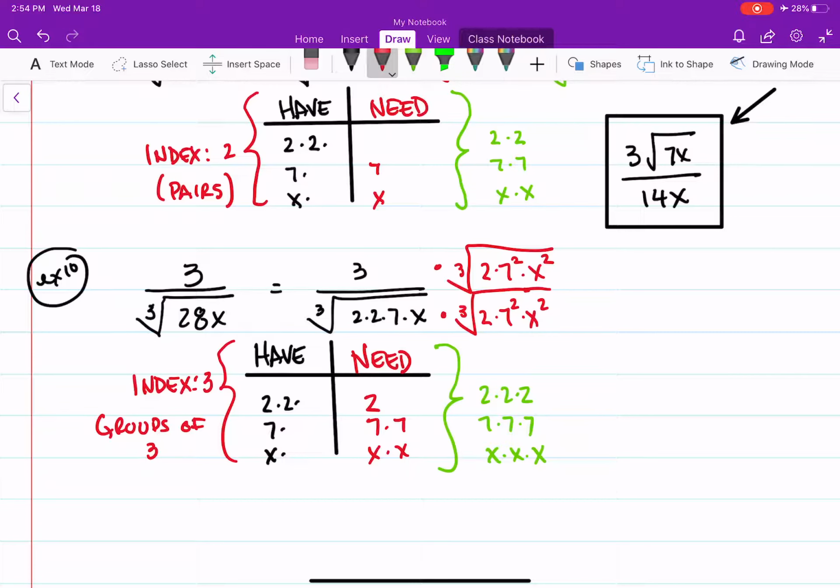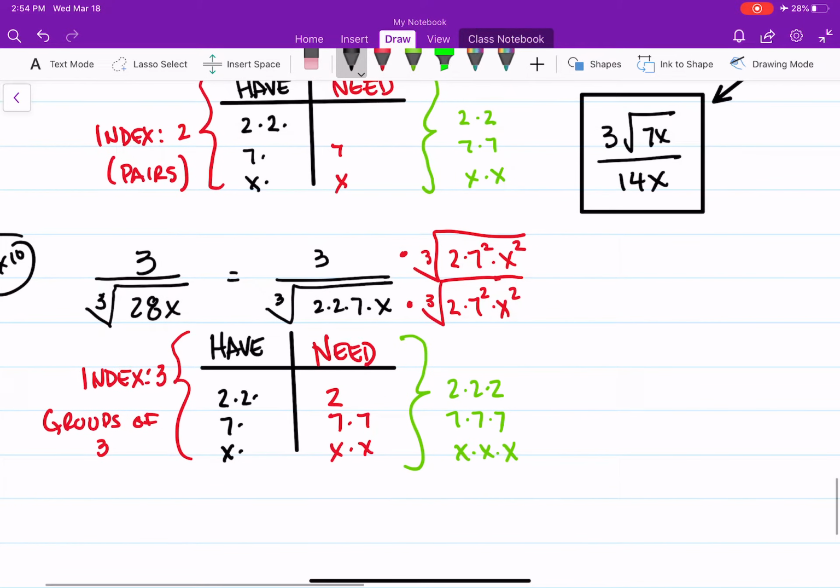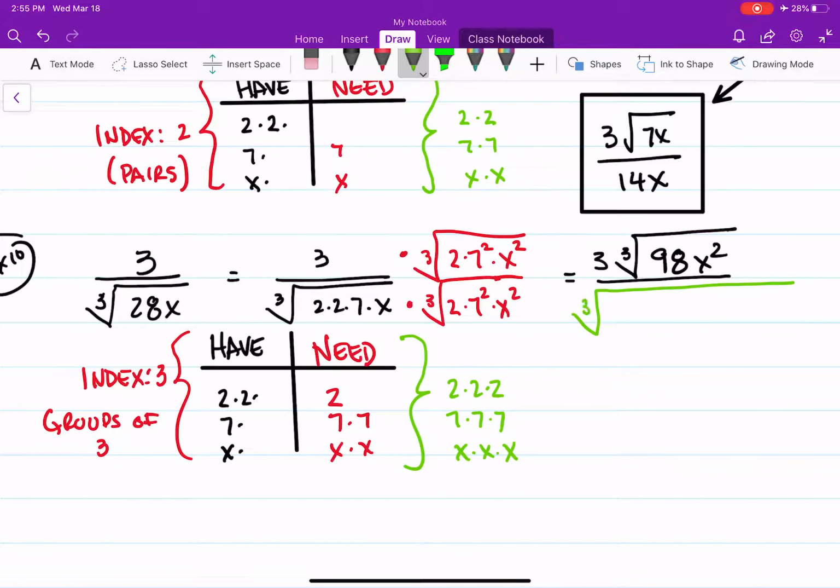All right. So the top is gonna be 3 times the cube root of 2 times 7 times 7. So 7 times 7 is 49, times 2 is 98, x squared, over the cube root of 2 times 2 times 2, 7 times 7 times 7, and x times x times x.